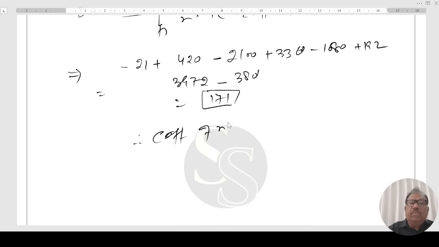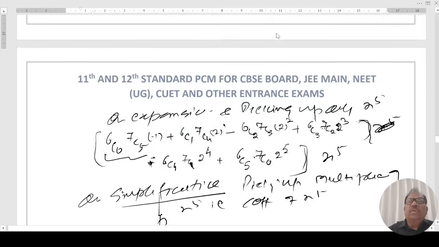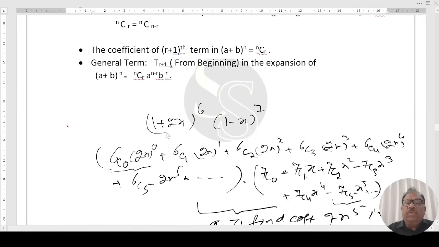Coefficient of x power 5 equal to 127. That is the answer. Again repeating, the thing is that we have to pick up the coefficient of x power 5 in this expansion. Means expand this up to the extent which is favorable, favorable x to power 5.